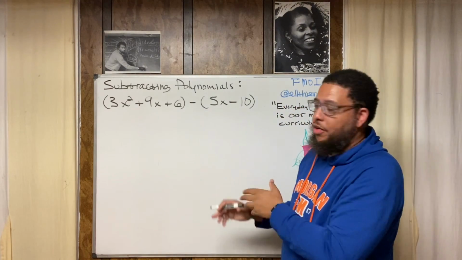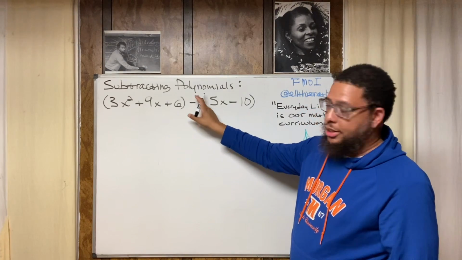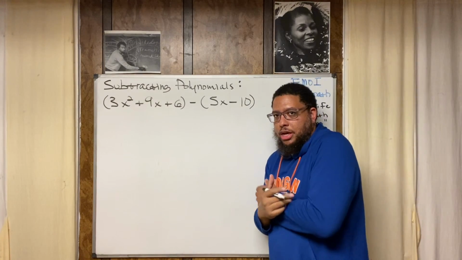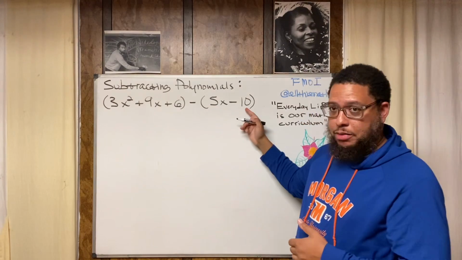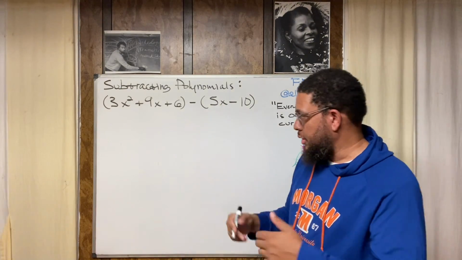The minus sign only affects what's immediately after it because that's like saying -1 juxtaposed, which means right next to, you know what I'm saying? Right next to this 5x minus 10. So this -1 will be multiplied by the 5x minus 10. So let's get into it.